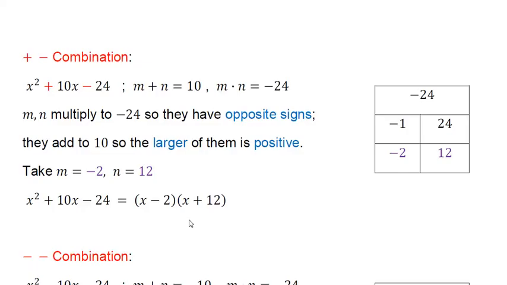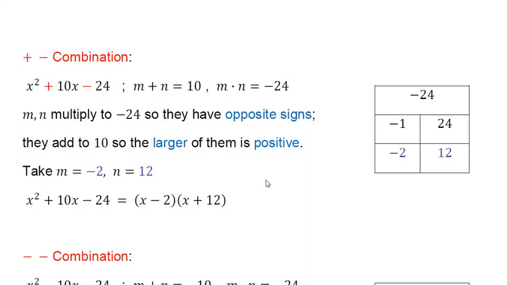Next, we can take a look at the plus-minus sign combination. Here we have x squared plus 10x minus 24, where m plus n is equal to 10, the x coefficient, and m times n is equal to minus 24, the constant coefficient. Since m and n multiply to a negative number, they must have opposite signs, one of them positive, the other negative. Since they add to a positive number, the larger of them must be positive. By larger, we mean having greater absolute value.